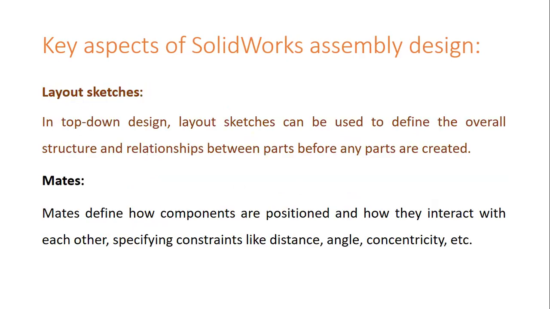And what do you mean by layout sketches? In top-down design, the layout sketches can be used to define the overall structure and relationship between each part before any parts are created. So we have to construct an assembly layout in 2D by explicitly defining each part structure and the corresponding relationship with each other. Then mates. Mates define how parts are positioned and how they interact with each other by specifying constraints like distance, angle, concentricity, etc.